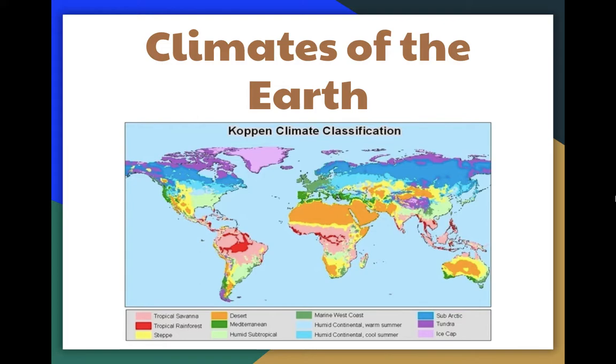Today we're going to talk about climates of the Earth. We're not going to get necessarily into the specific climates today. That's going to be another day. But today what we're going to talk about is the things that cause climate, the difference between weather and climate, the way that the Earth moves and how that affects climate, and things like that. So that's what we're going to get into today. So here we go.